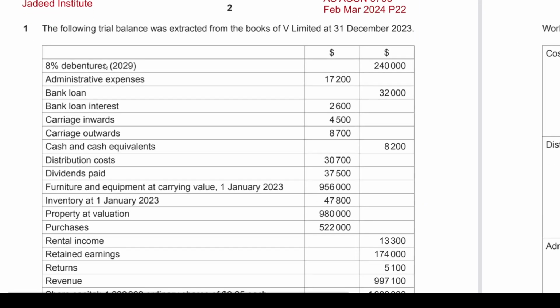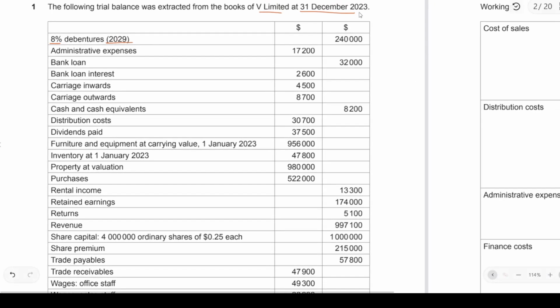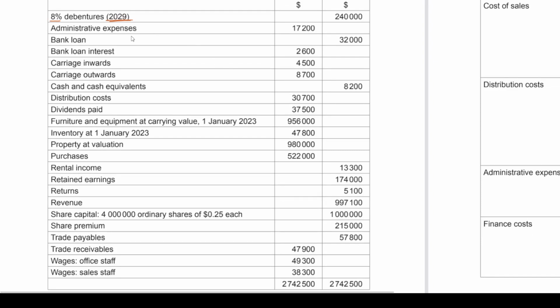Let's begin. The following trial balance was extracted from books of V Limited at 31st December 2023. You should always note the year end. That helps you out. Okay. 8% debentures. 8% means the rate of interest on those debentures. That means when it is repayable, right? So currently it's 2023. It's a long-term liability. There are some administrative expenses, a bank loan and a bank loan interest. We might have some adjustment to these later. We don't know that for sure, but we'll see.